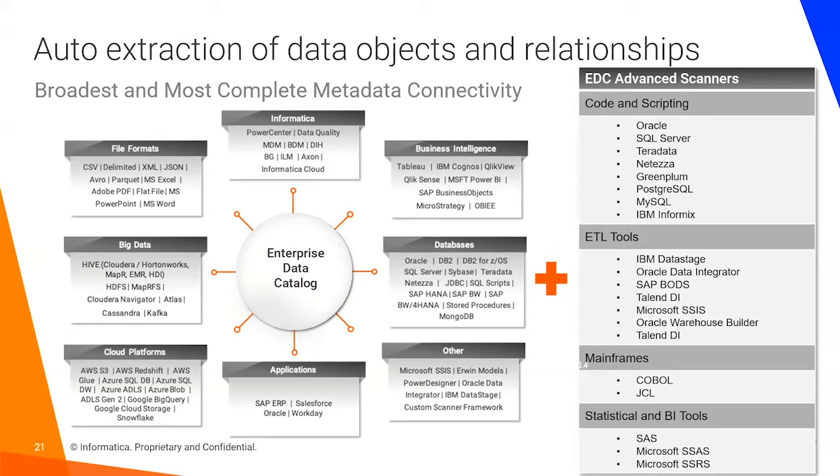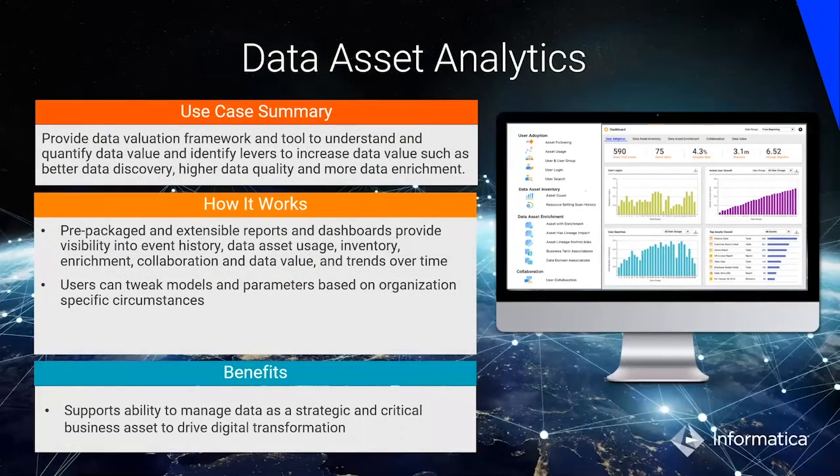In fact, one of the key capabilities that we released with Enterprise Data Catalog 10.4.1, which came out in Q2 of 2020, was data asset analytics. Data asset analytics provides a data valuation framework to understand and quantify the value of data assets in an organization. It tells users what the value of the data is. It allows users to create their own frameworks for evaluating data, as well as to see, after they have installed Enterprise Data Catalog, what the trend of their data values is. Is it increasing, is it decreasing?